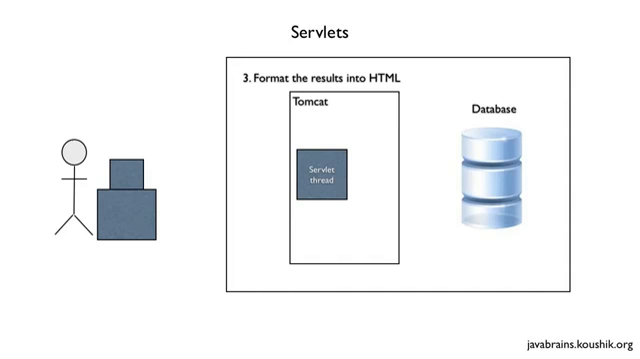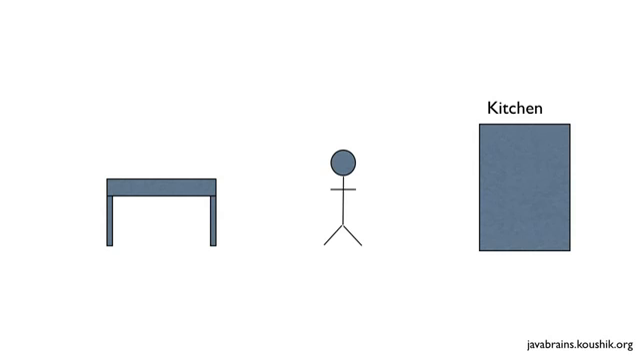And once the HTML is formatted, it has to return the HTML back to the user who has sent the request. Now, this is the analogy that you see here with what our stickman has to do in a restaurant. He has to do everything by himself.